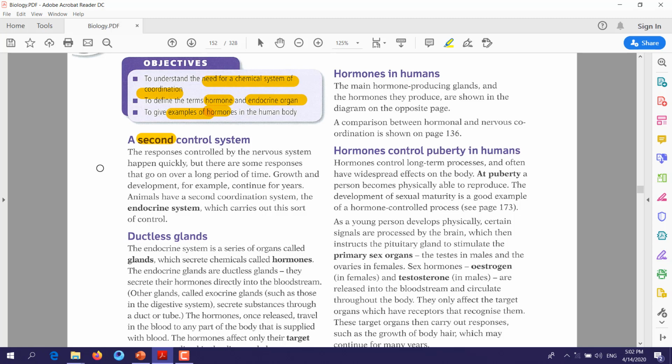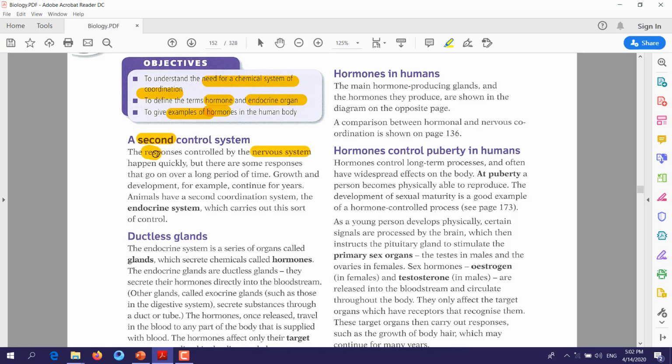If you remember, in the previous lessons, we talked about the nervous system. We said the nervous system is a control system. It's a system that controls the movements in our bodies. Now, the responses controlled by the nervous system. Okay, the nervous system is the first control system.